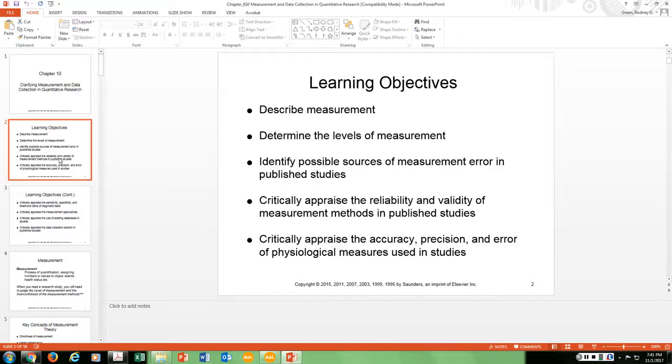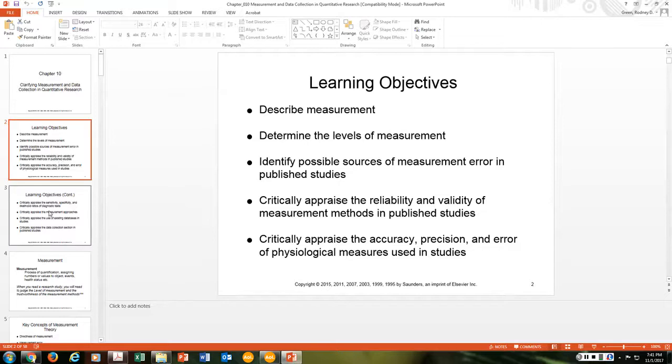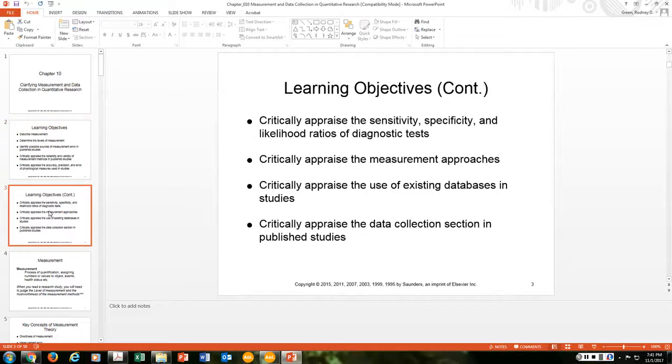In this integrity lecture, we have described measurement and levels of measurement, sources of measurement error in published studies. You have learned how to critically appraise the reliability and validity of measurement methods in published studies. Critically appraise the accuracy, precision, and error of physiologic measures used in studies. You've learned how to critically appraise sensitivity, specificity of diagnostic tests, critically appraise the measurement approaches, the use of existing databases in studies, and critically appraise the data collection section in published studies.